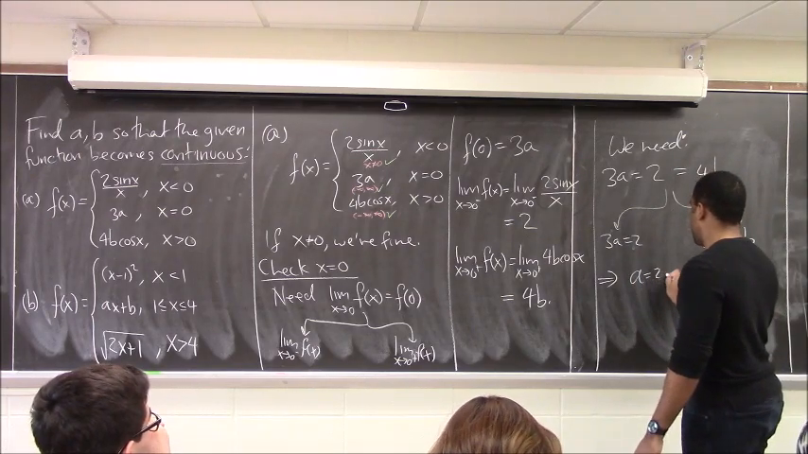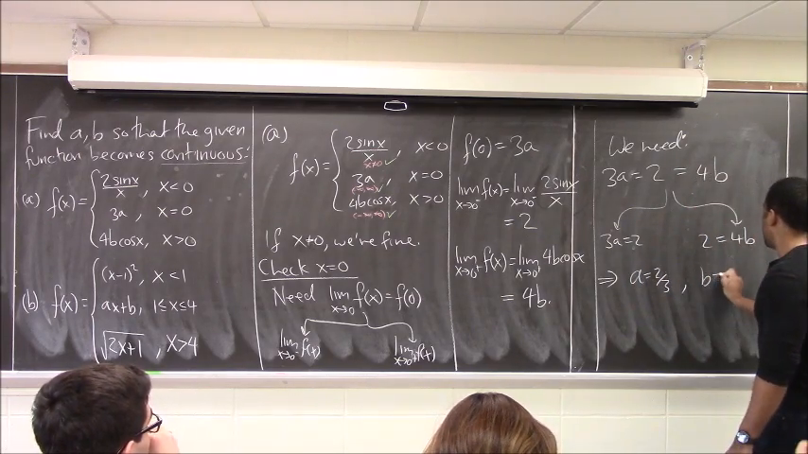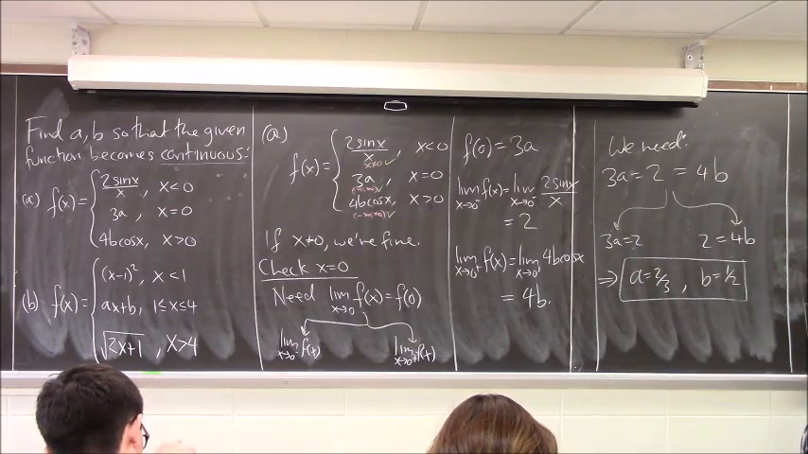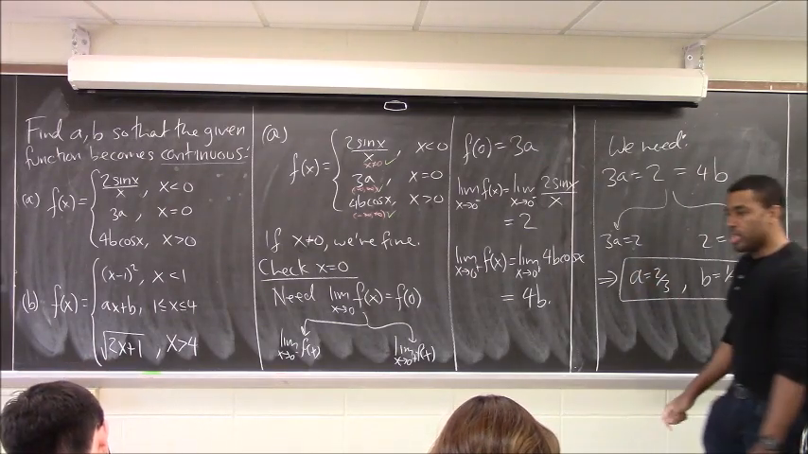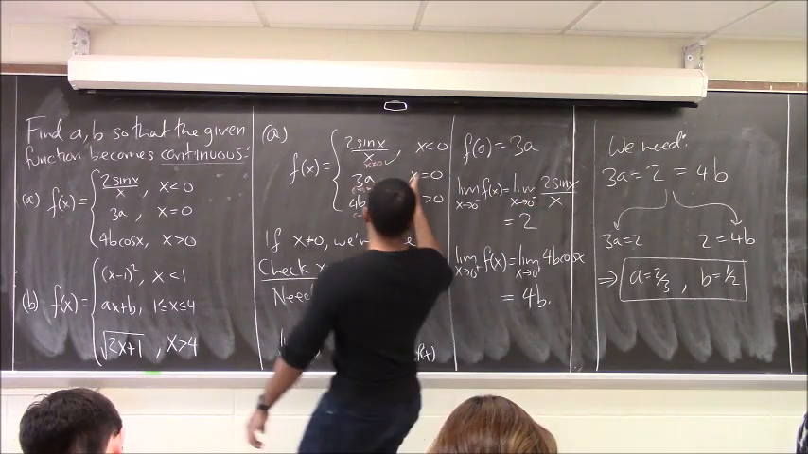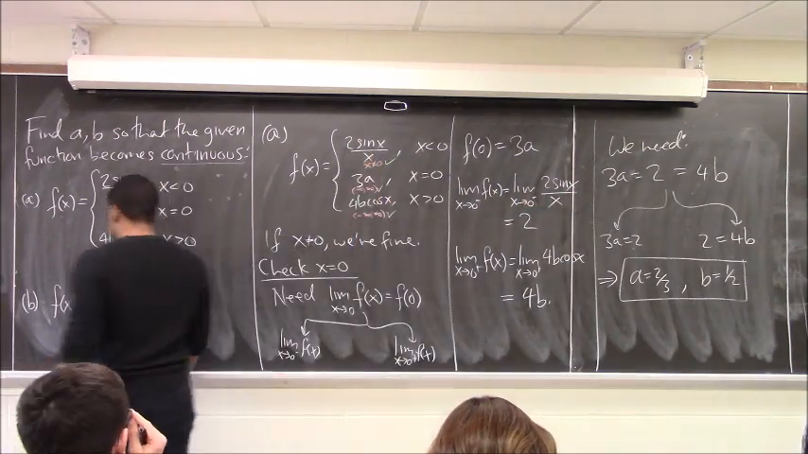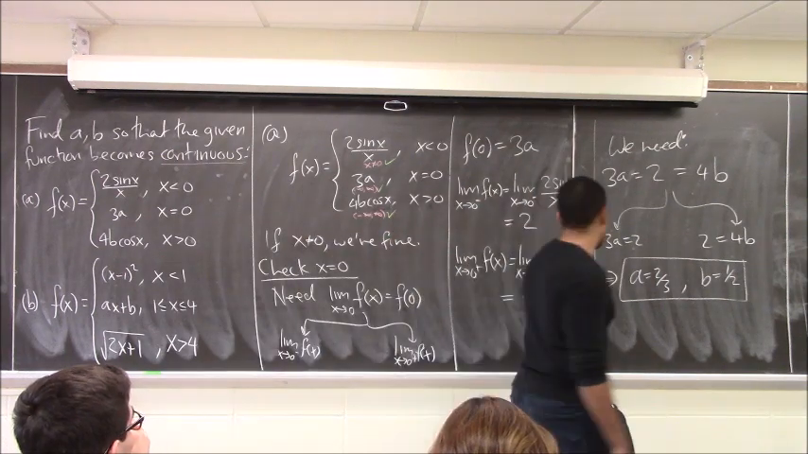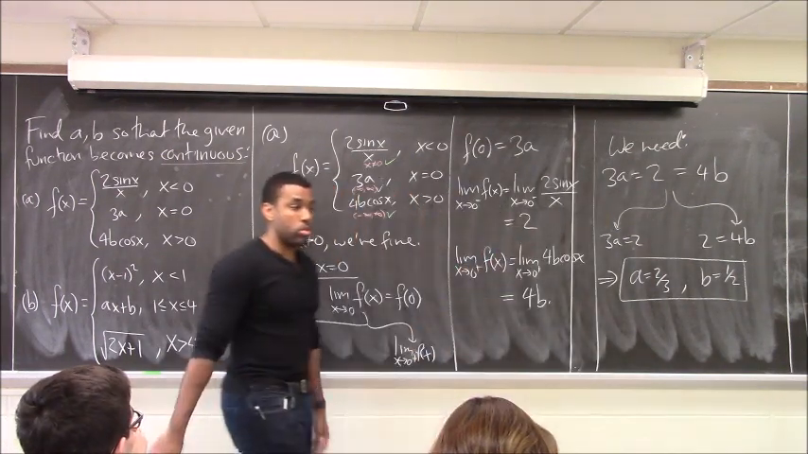A should be 2/3, and B should be 1/2. And those values will make this function continuous. Choosing these values will make all these three definitions connect at the transition points. And they will all connect at the y value 2.